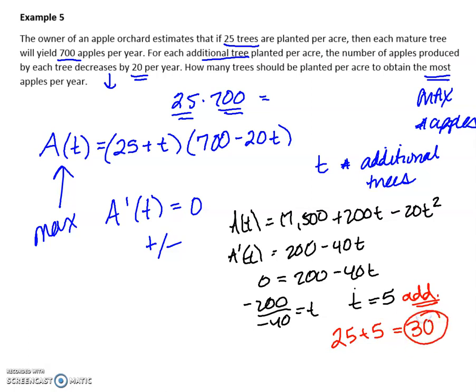You could also figure out your actual apple yield by plugging 30 back into the equation, but that wasn't part of the question. All right, you've got a nice problem set to be working on. Some are a little more difficult, some are pretty straightforward, so good luck.